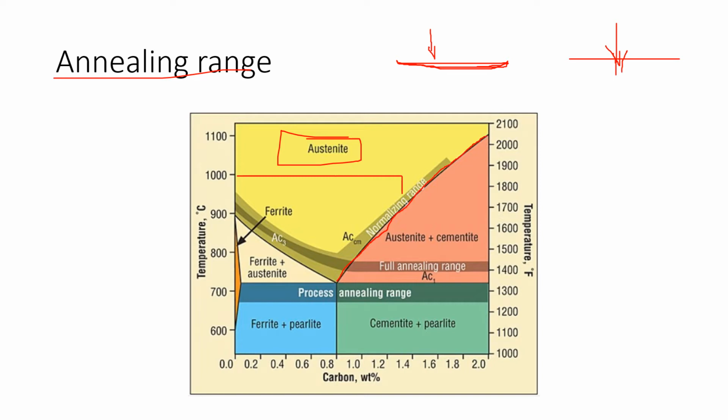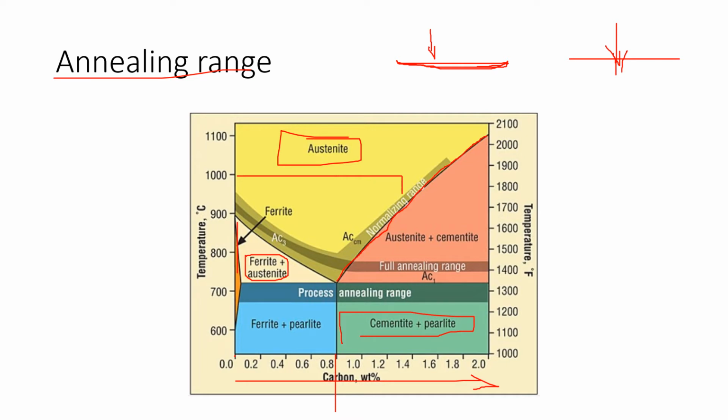while this region is the ferrite plus austenite region. Over here, the horizontal axis shows the composition of carbon by weight. Less than 0.8% is the range for hypoeutectoid steel, while beyond 0.8%, the cementite and perlite region is here.